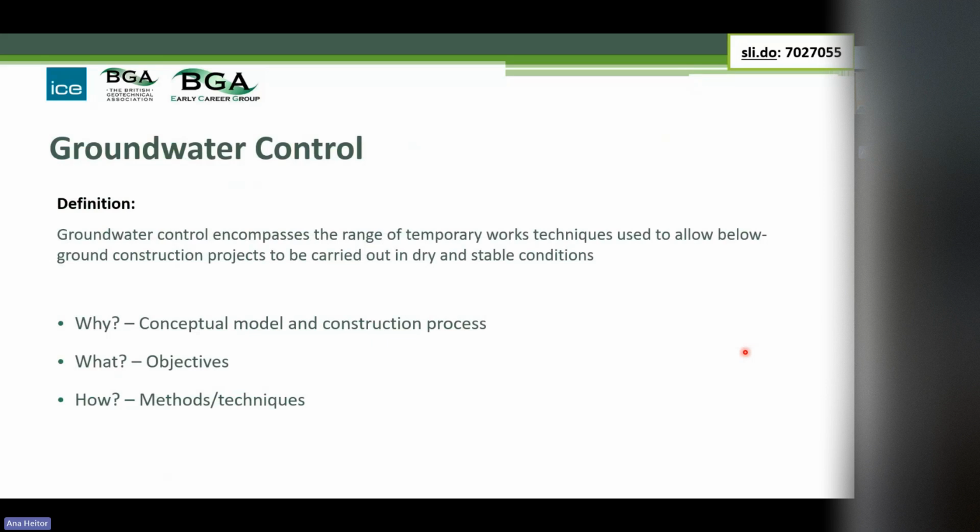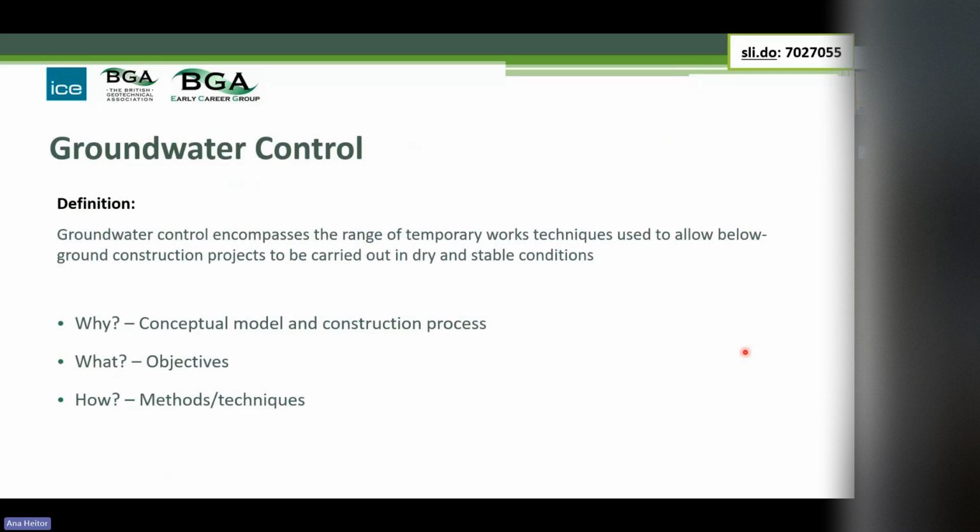I want to talk about the why, the what, and the how. The why is what problem do we have, which problem we're trying to deal with, and that comes back to understanding the conceptual model, understanding the construction processes. The what is, what are we going to do about it? What objectives do we need to set to deal with this problem? And the final part is the how, what methods and techniques should be used. And I would argue the how bit comes very much at the end, once you understand the problem and what you need to do about it.